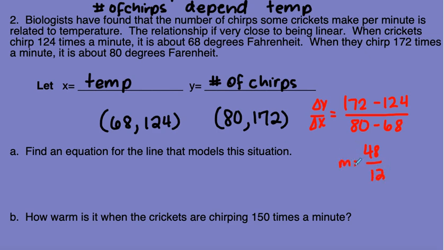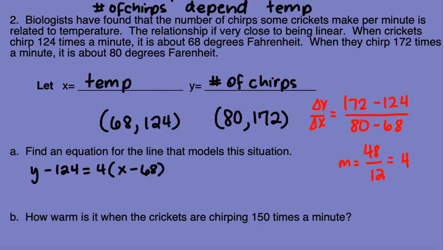So my slope, it looks like, is 4. 172 minus 124, 80 minus 68, so 4. So I have a slope of 4. Now, if I'm going to write the equation and I have a point and a slope, I actually have 2 points, I'm going to use point slope. All right, so y minus, I'm going to use 124/68, so y minus 124 equals 4 times x minus 68.